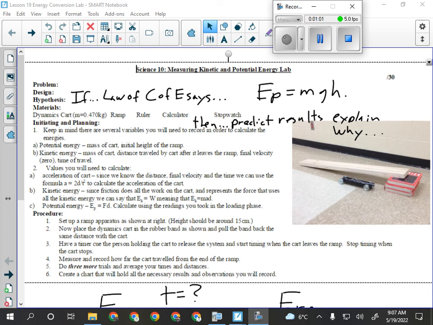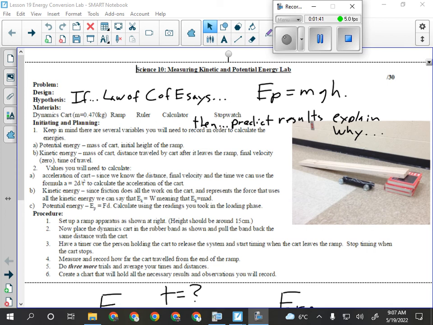So to help you with the design of this, we are comparing the initial potential energy of the cart to the final potential energy of the cart. That's it. That's all we're doing. We're going to run a few trials just to get some data to average. But in the end, the purpose of this lab is to measure how much potential energy there is initially. Where does that come from? We're going to put this cart on the top of this ramp, and then we're just going to let it go. Where does it get its initial energy from?